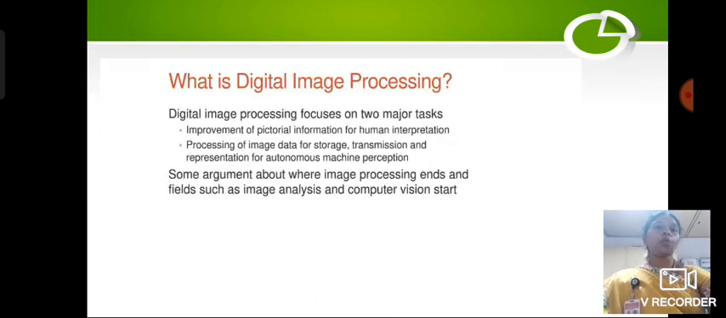So what is digital image processing? Digital image processing focuses on two major tasks: improvement of pictorial information for human interpretation, and processing of image data for storage, transmission and representation for autonomous machine perception. There are some arguments about where image processing ends and fields such as image analysis and computer vision start.